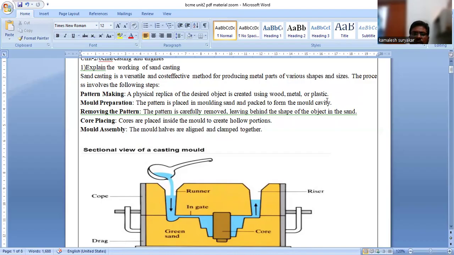Next, what is mold preparation? Sorry, the pattern is placed in molding.